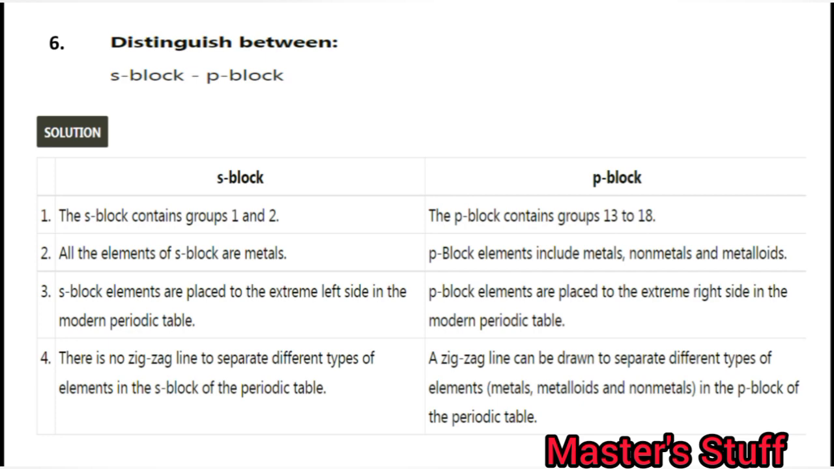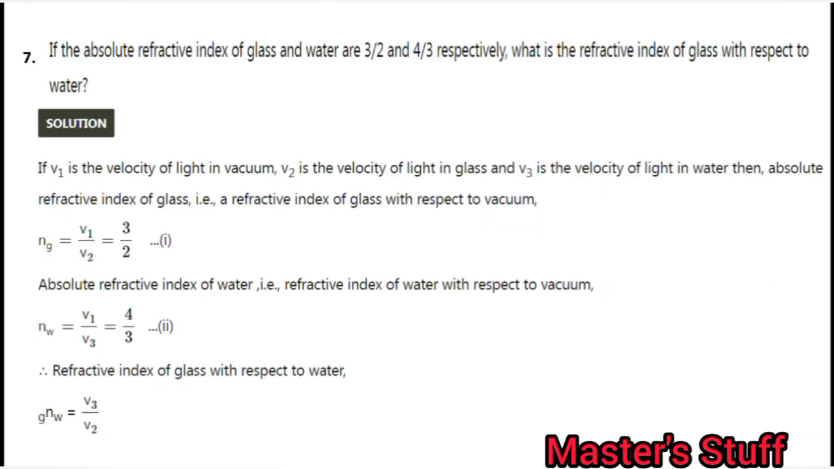There is no zigzag line to separate different types of elements in the S block of the periodic table. A zigzag line can be drawn to separate different types of elements, that is metals, metalloids and non-metals, in the P block of the periodic table. Here 4 points are given. We can write 3 points to get 3 marks.